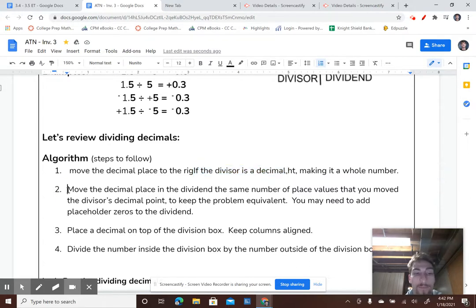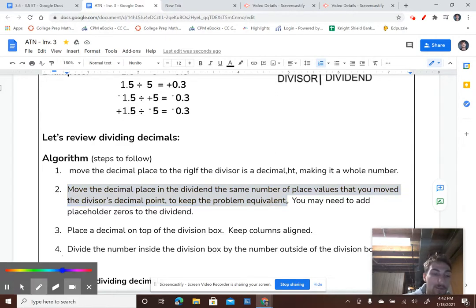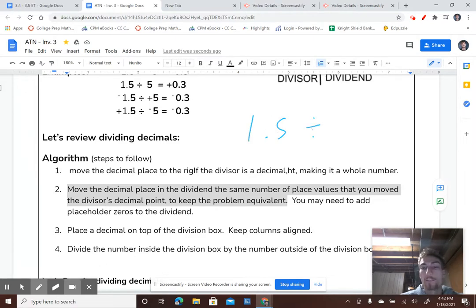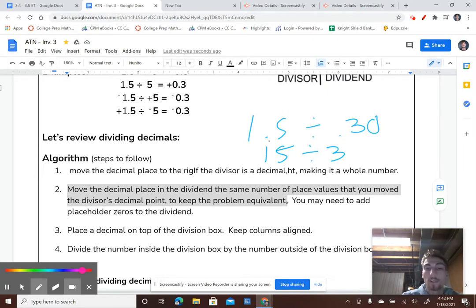But remember, if you move the decimal place in the dividend the same number of places that you moved the divisor's decimal point, this is to keep the problem equivalent. To give you an example of what we're talking about here, if we had something like 1.5 divided by 0.30, it's the same thing as saying 15 divided by 3 equals what? Because what we're doing here is we're going to take this decimal point and move it one place over to the right.